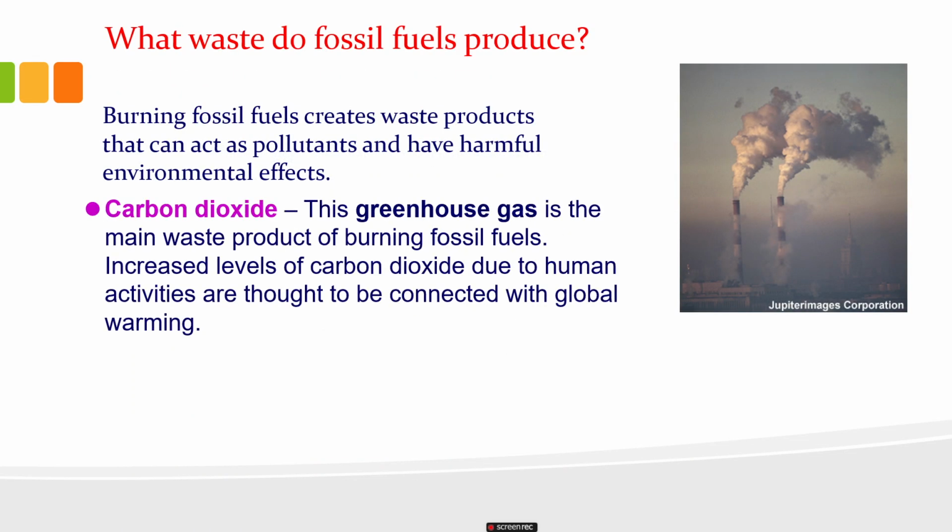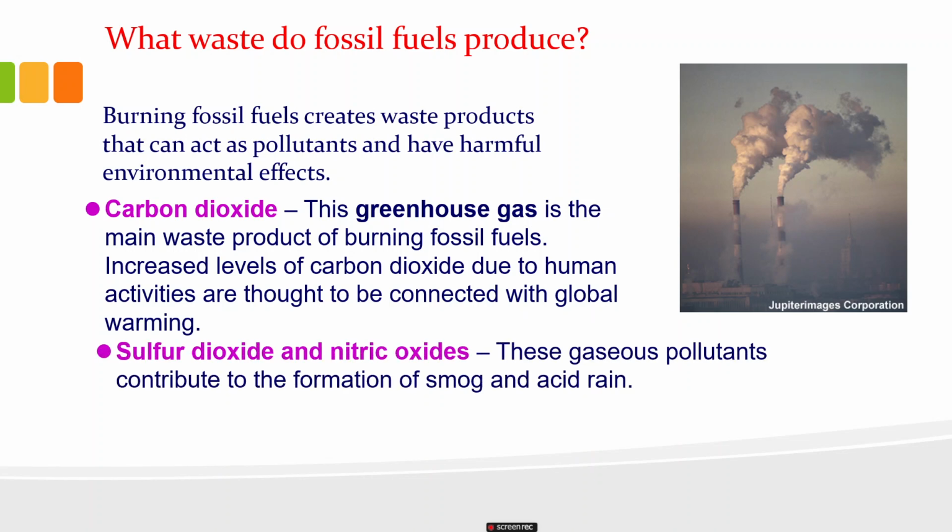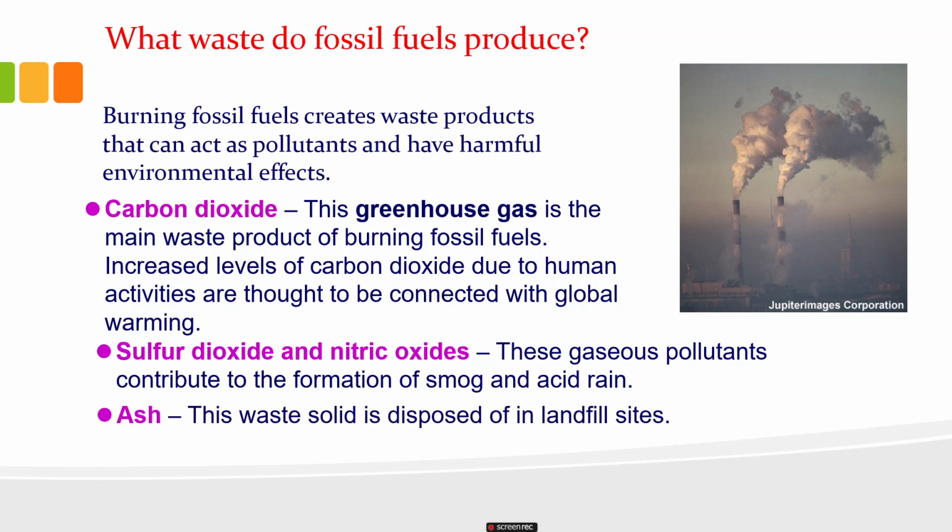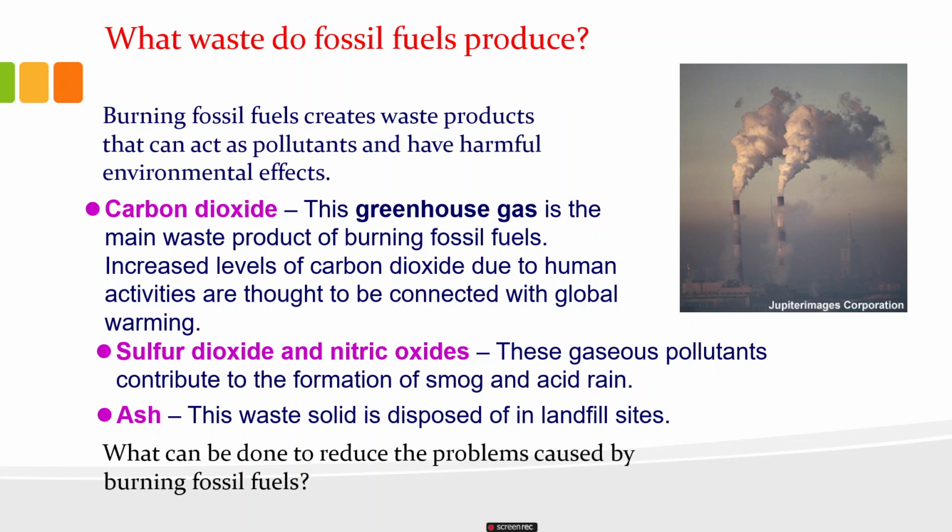So what are the waste products the fossil fuels produce? Burning the fossil fuels creates waste products that act as pollutants and have harmful environmental effects. The first pollutant is carbon dioxide. This greenhouse gas is the main waste product of burning the fossil fuels. Then sulfur dioxide and nitric oxides. These gaseous pollutants contribute to the formation of smog and acid rain. Next, the important waste is ash. This waste is solid and is disposed of in landfill sites.